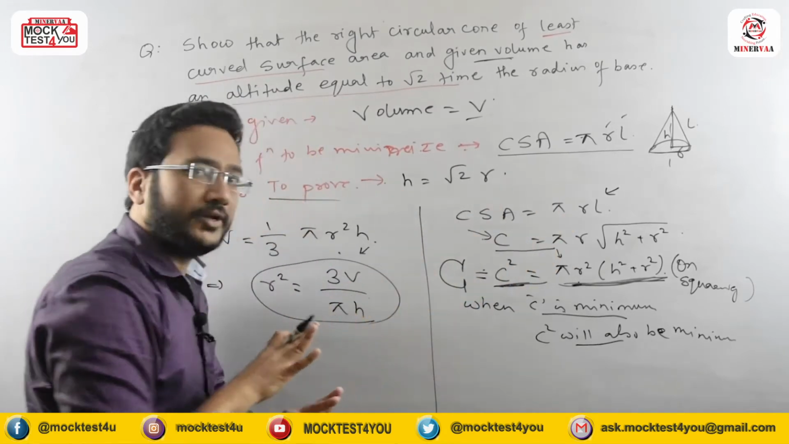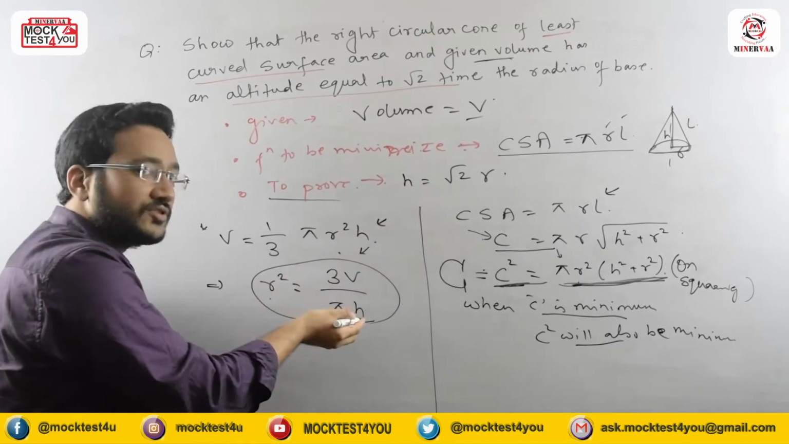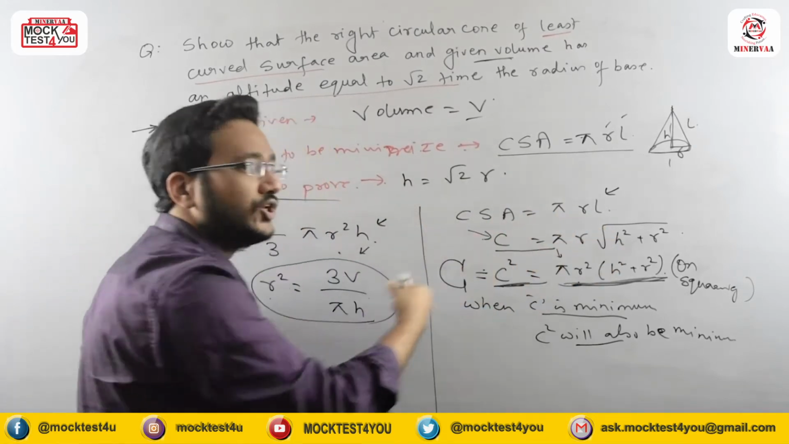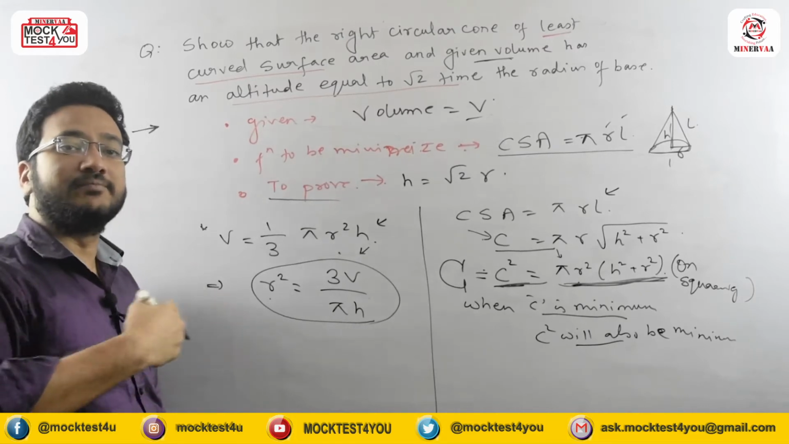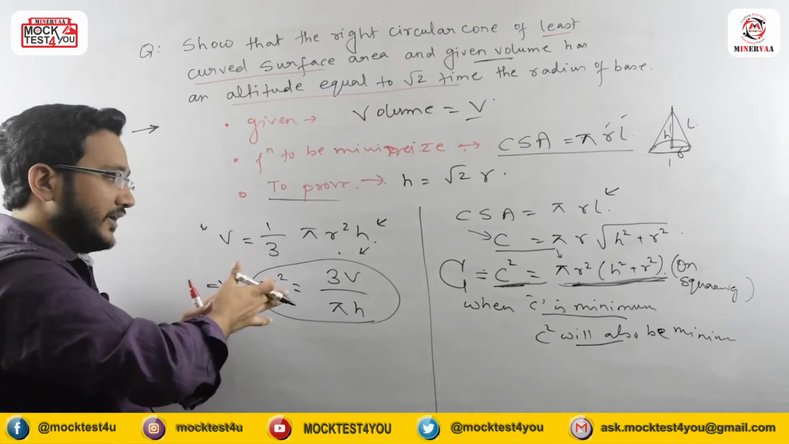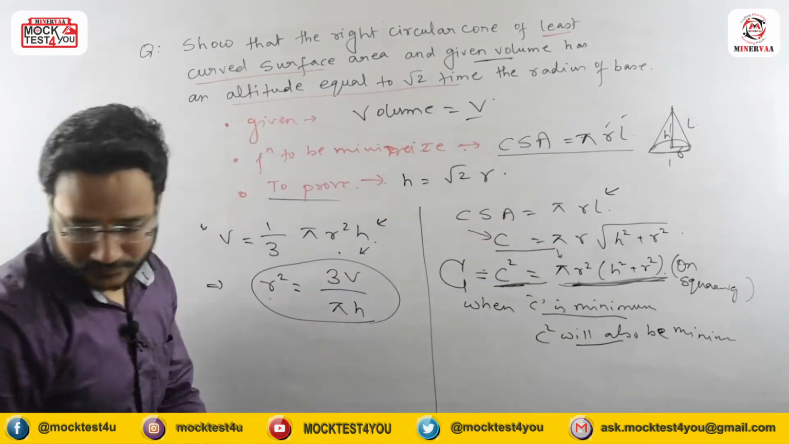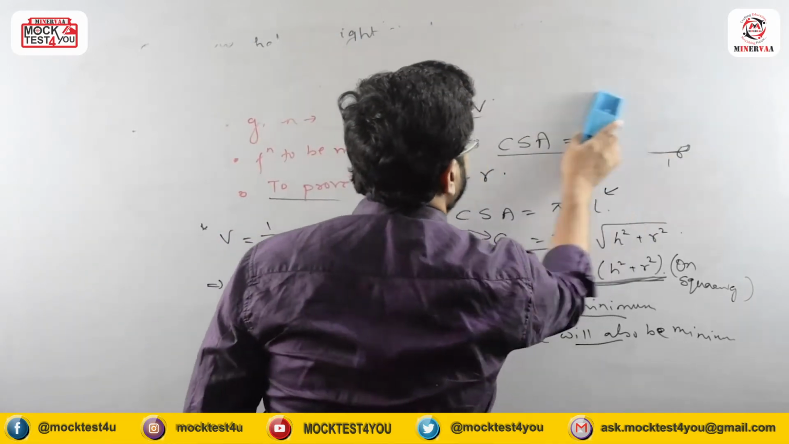Then the equation will be in quadratic form. But if you are finding the value of h in terms of r and putting it there, you will get a term of r to the power 4. That is, simplification of that one is a little bit difficult. So we are taking the value of r square. Let's put it here. Now see the value of capital C.